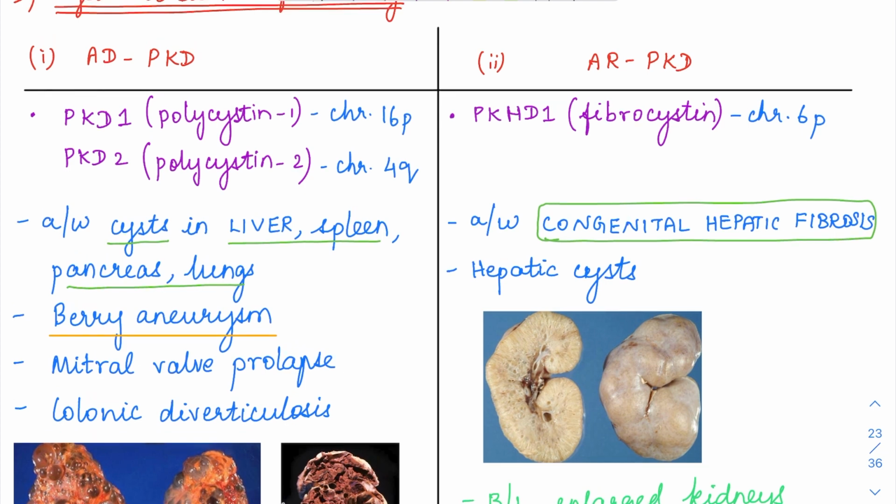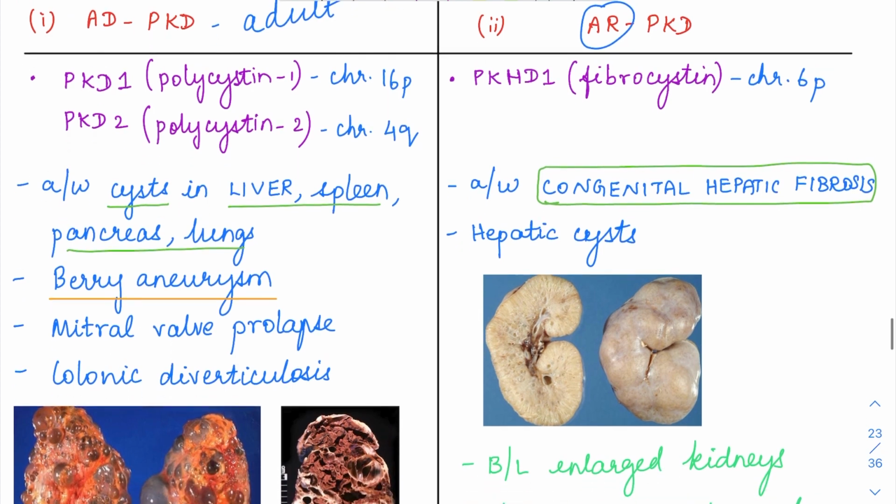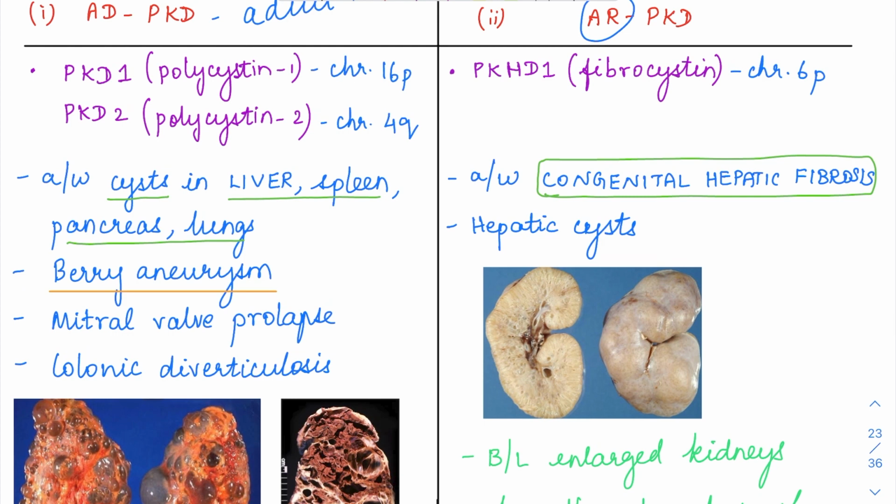Any autosomal dominant disease is going to present at a later stage of age, but any autosomal recessive disease usually presents in childhood. This we all know, right? So here it is going to present in adults, here it is going to present in children. And the mutations involved in autosomal dominant polycystic kidney disease will be polycystin 1 and polycystin 2 mutations. That is, PKD1 and PKD2 genes will be mutated here.